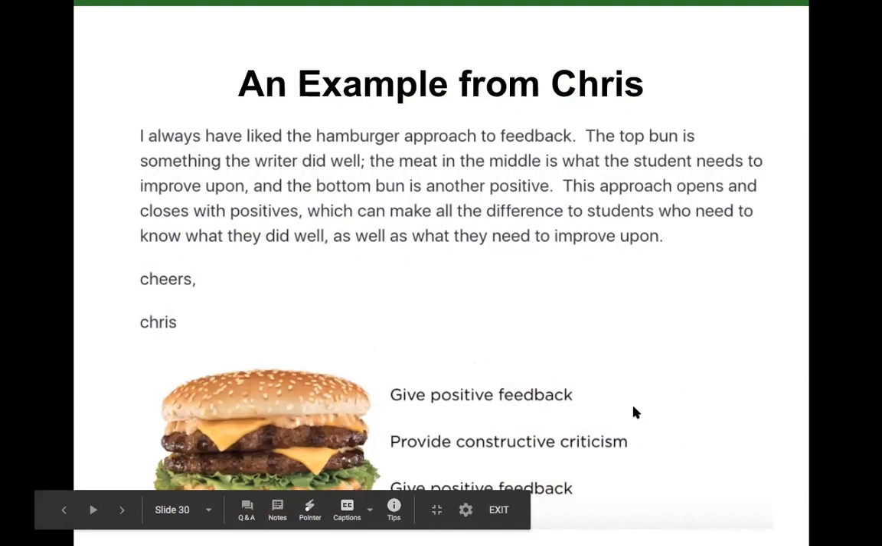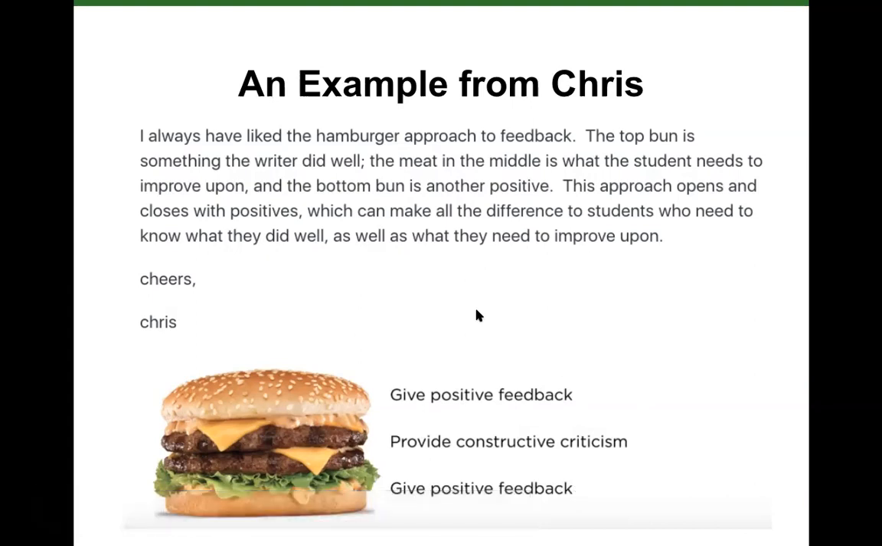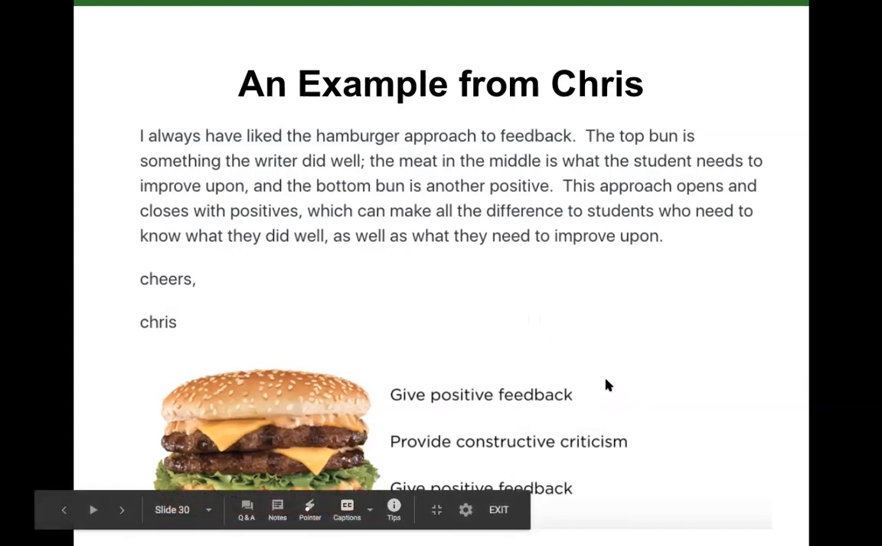So student reads your feedback, opening with something positive, some suggestions for how to improve, and then finally something else positive. This can really make a difference for students because they also need to know what they're doing well, as opposed to just hearing about what they're not doing well. So the hamburger approach gives them really two positives along with whatever needs to be worked on.